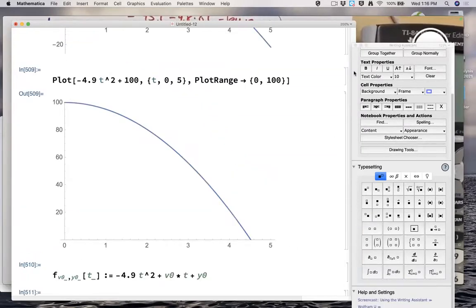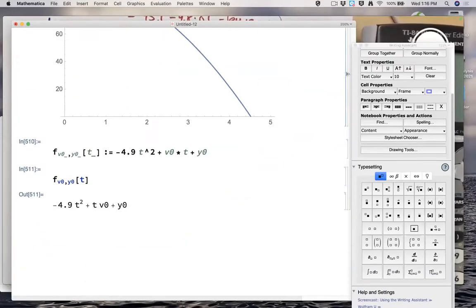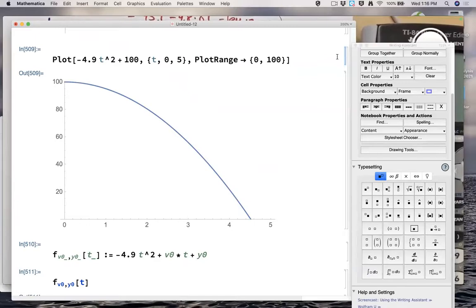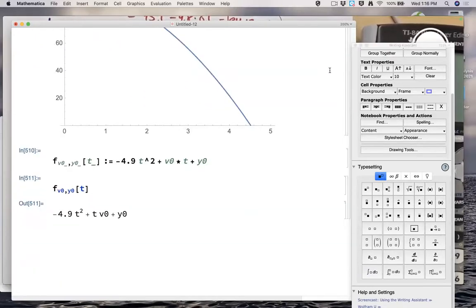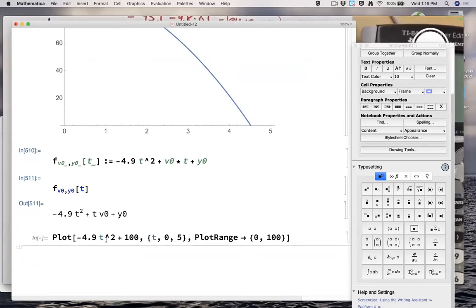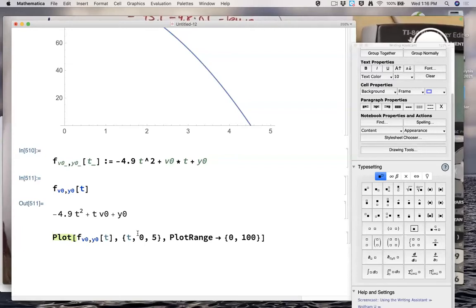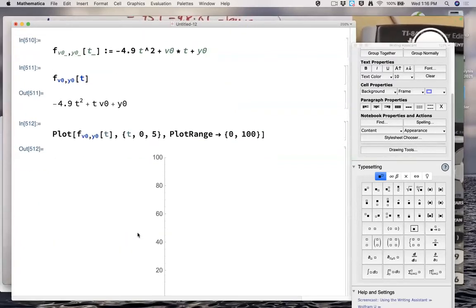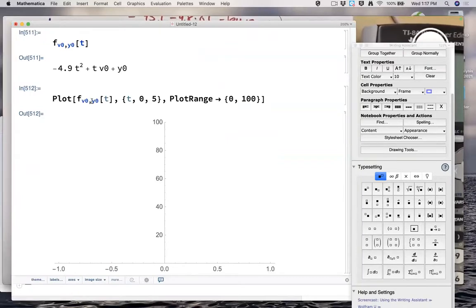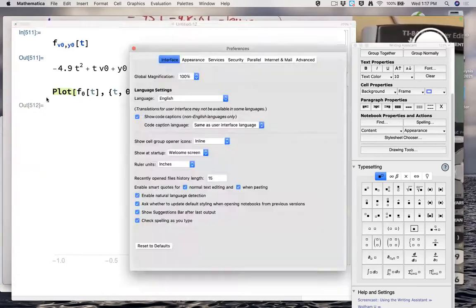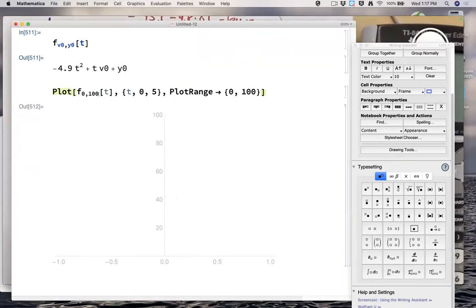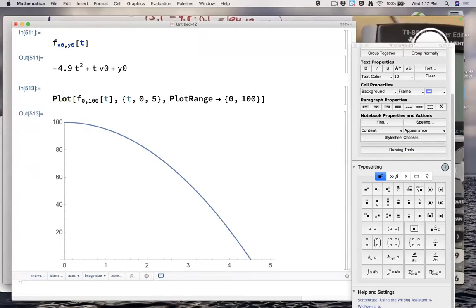And now what I can do is I can plot this function. I'm going to copy and paste. Remember, that's one of the benefits of Mathematica, you can take your other code and copy and paste it. That's what I'm doing here. Let me replace the negative 4.9 t squared plus 100 with this function name. If I enter this as it is, it won't plot anything because it doesn't know what v0 and y0 are. See, I just entered it, nothing. But if I replace v0 with 0 and y0 with 100, I get the exact same plot as before.